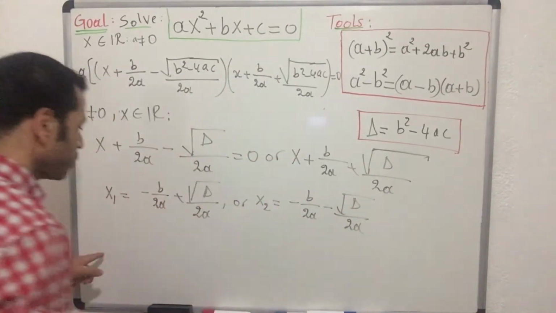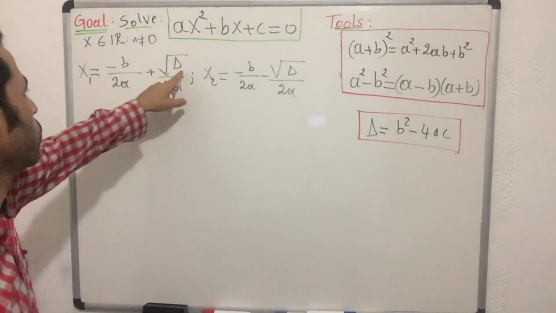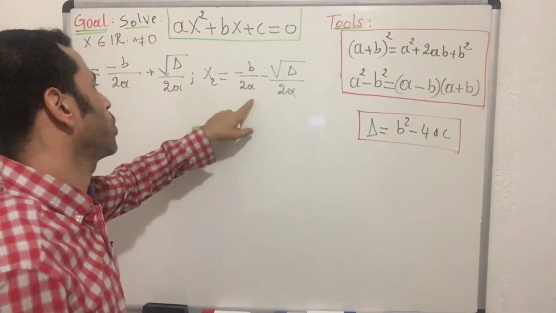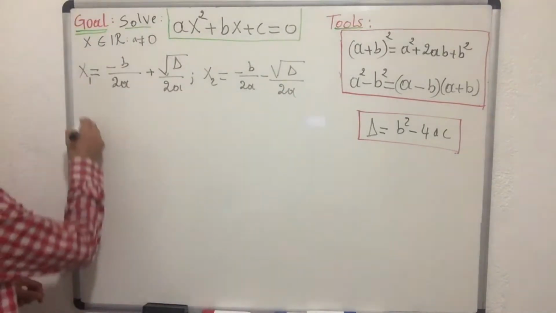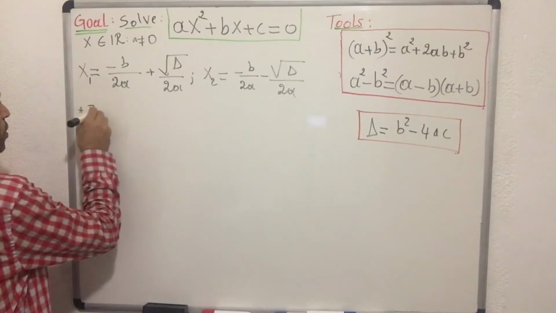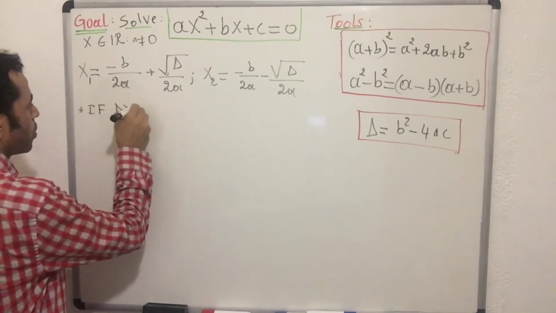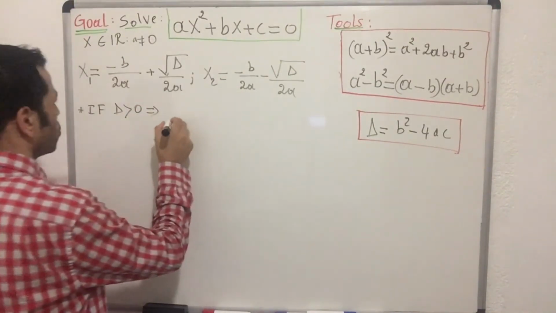Okay, x1 equals minus b over 2a plus square root of delta over 2a, and x2 equals minus b over 2a minus square root of delta over 2a. Okay, let's start with the first case. If delta is strictly greater than 0, that means my equation has two solutions.